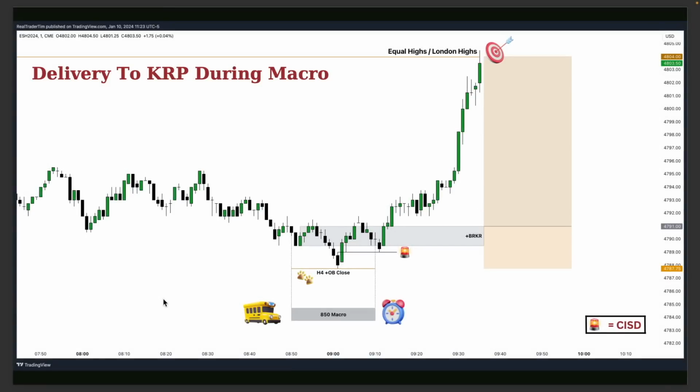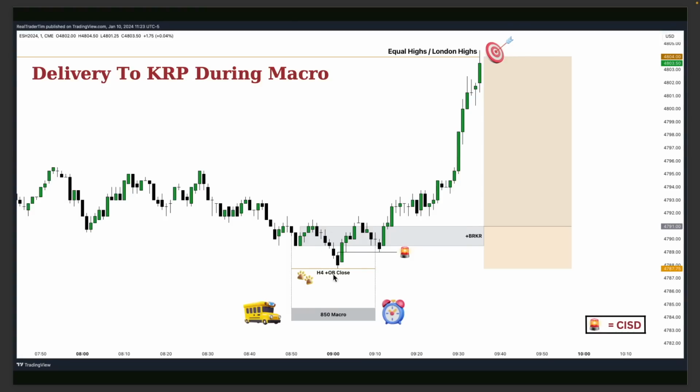Now let's really hammer this model in. Think about the bus stop analogy. What is occurring here? This is a 1-minute chart of ES, and we see that during the 850 macro, we're running into a key reference point. 4-hour bullish order block close. We tap that level, change in state of delivery right here, and then of course we return to it right here again. But this is your bullish breaker, low, high, lower low.